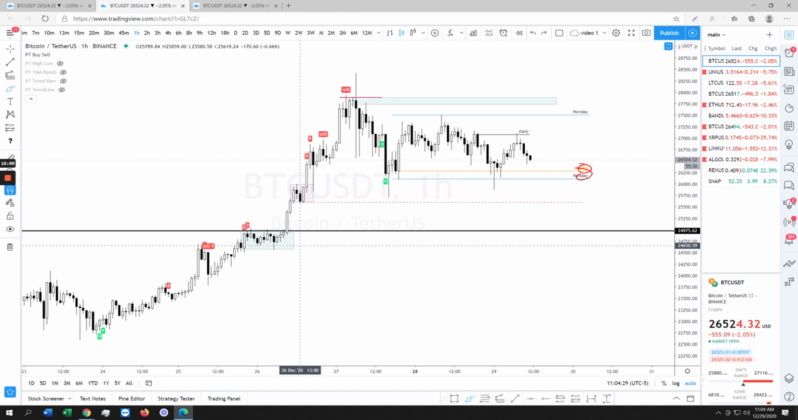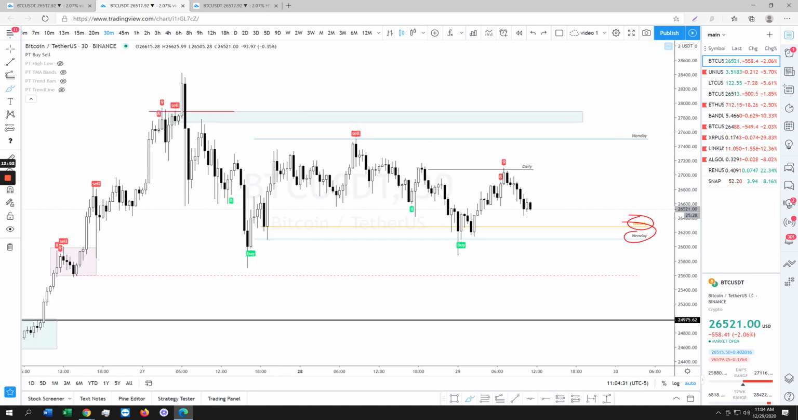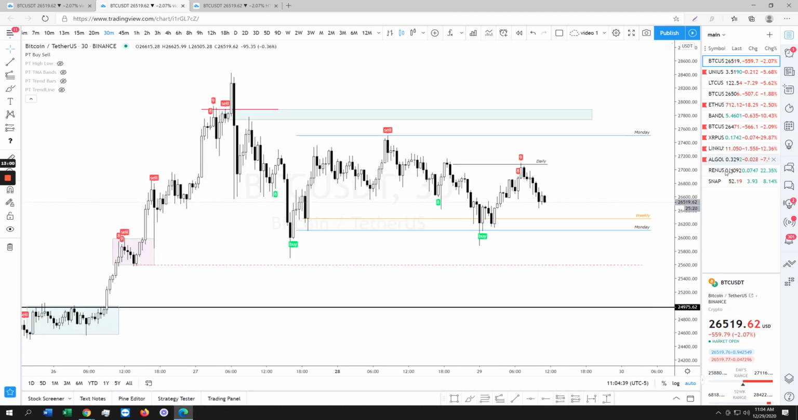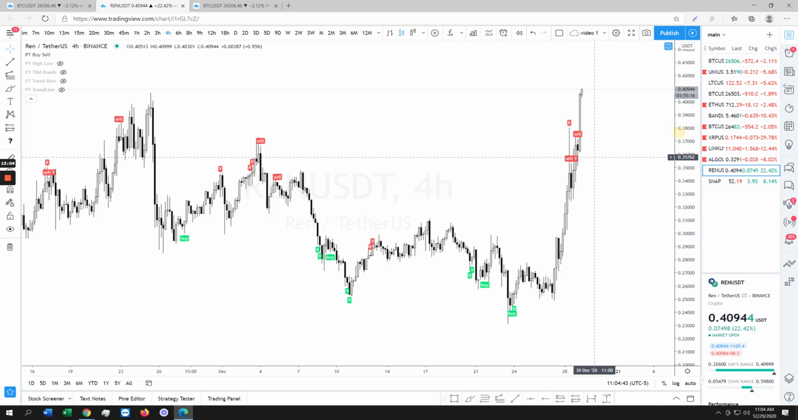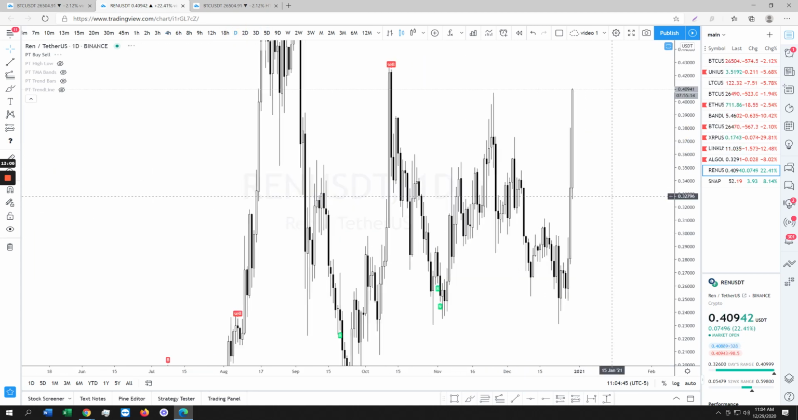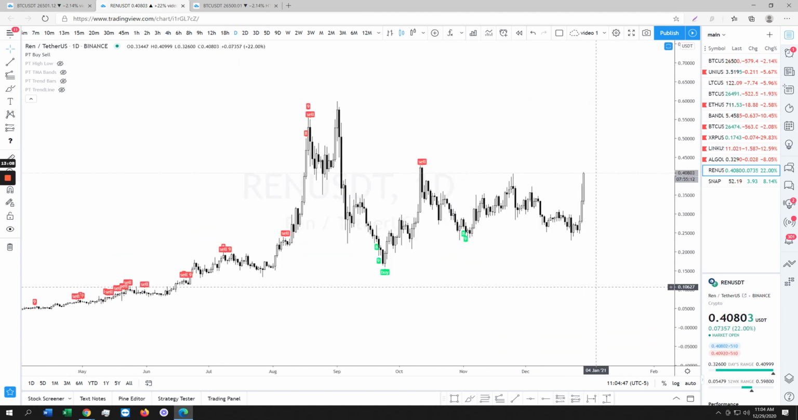It's chop. Play safe. There's no reason to be in this market right now unless you're long from down here or short from up here. It's just chop fest, man. I'm not gonna lie to you guys. Ren is flying like crazy. I'm still holding a good bag. It's just gonna melt faces, I'll tell you that much, guys.